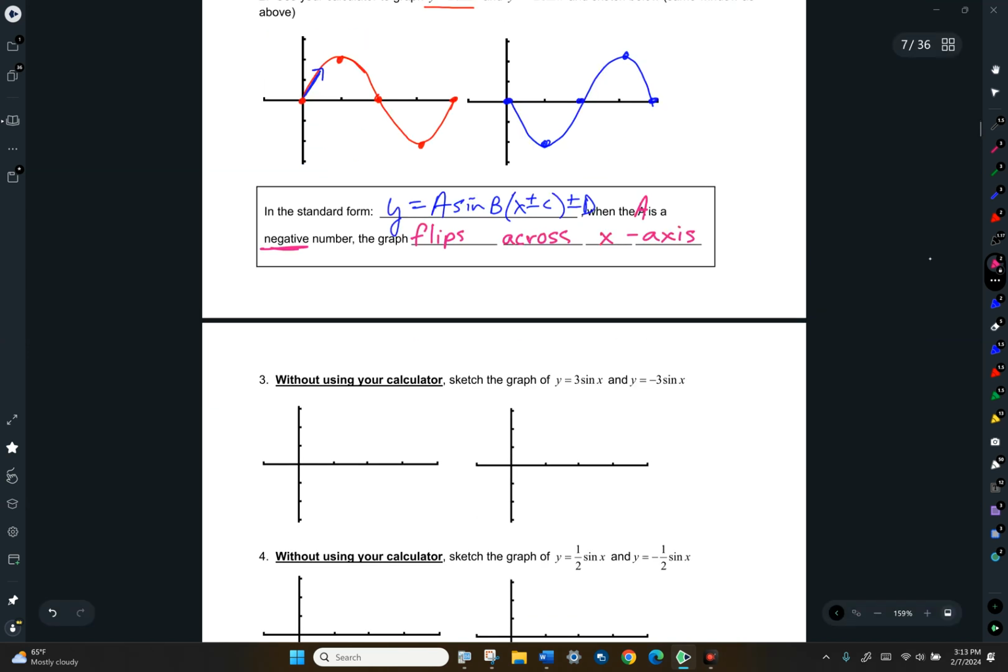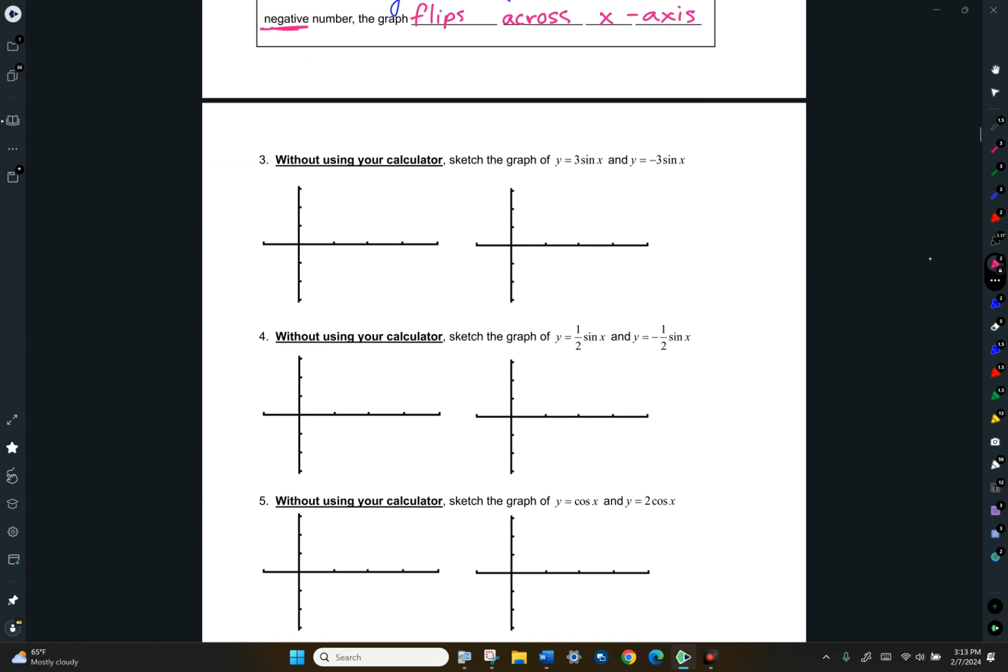Okay, so without using your calculator, could you graph 3 sine and -3 sine? Okay, I know 3 sine starts, ends, halfway at 0. Since the amplitude is 3, that means it goes up to 3, down to -3. So there's my 3 sine.